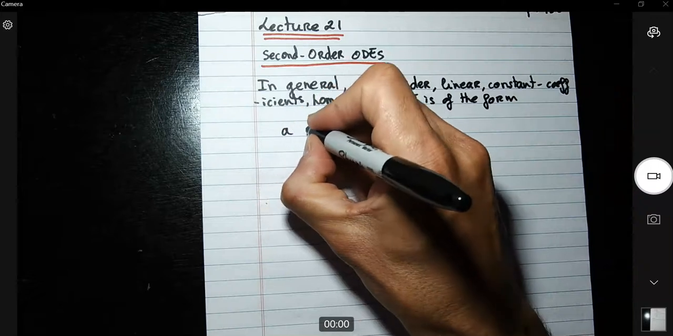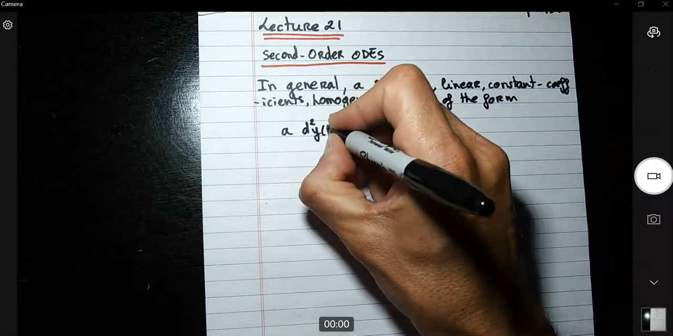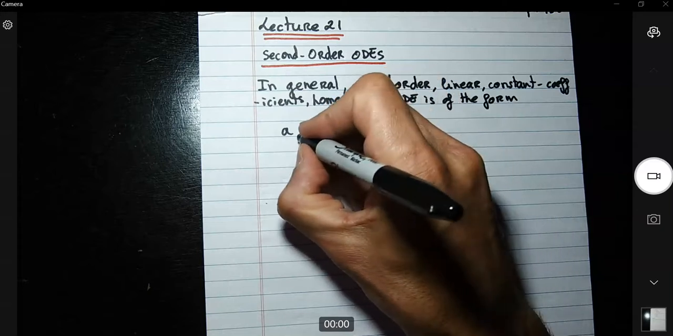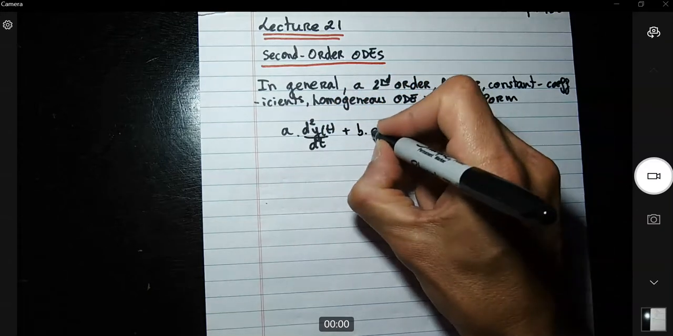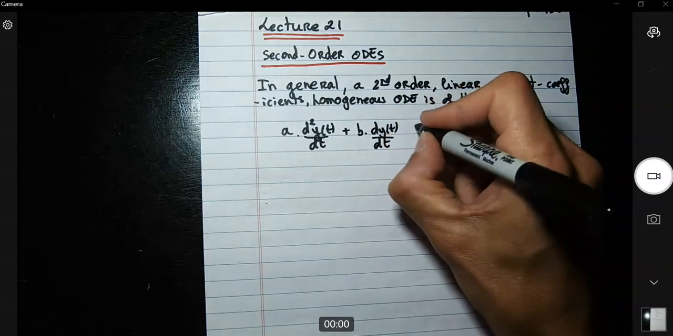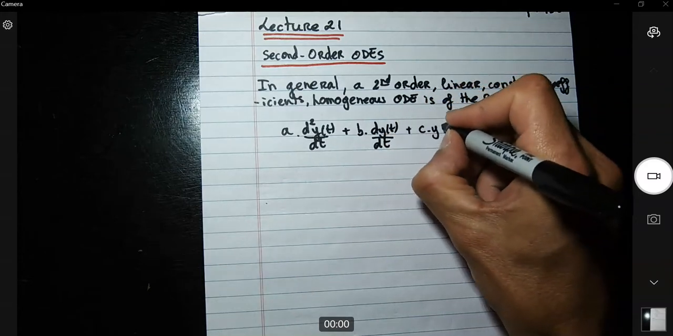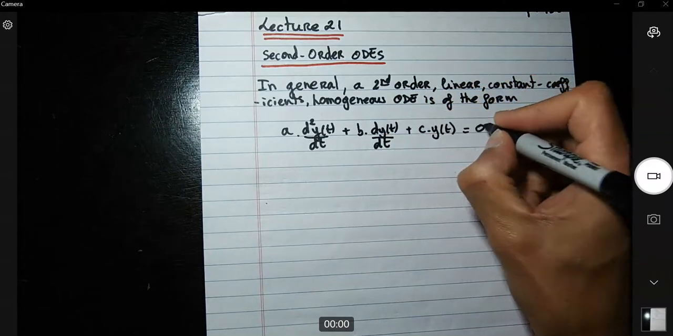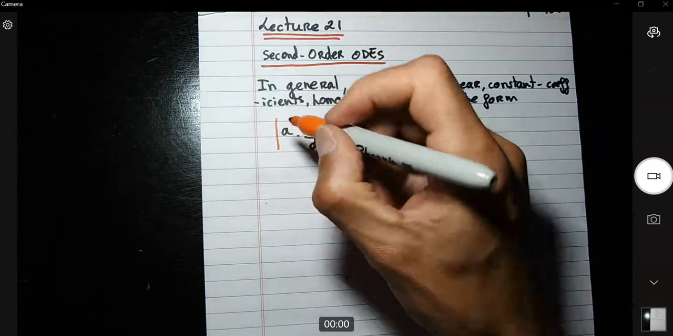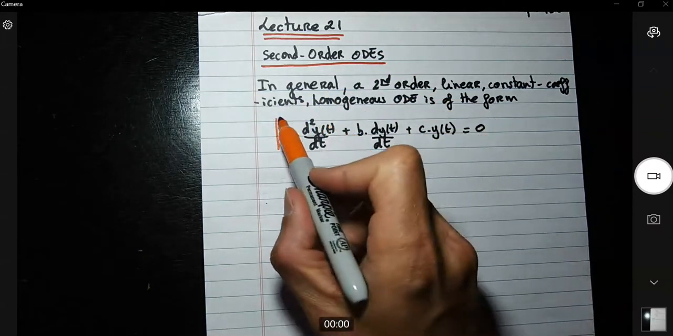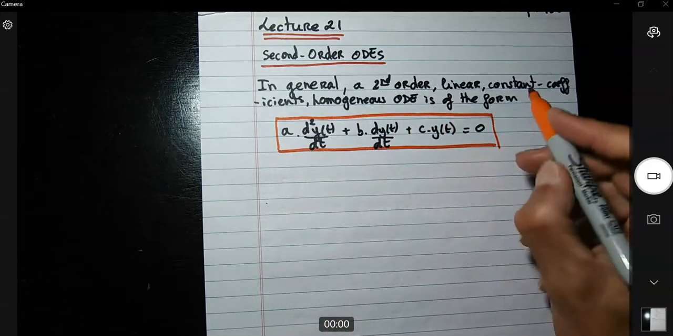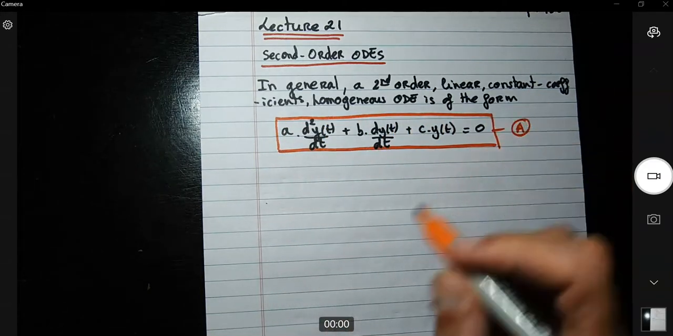A d second derivative y of t over dt squared plus b dy of t over dt plus c y of t equal to 0. Okay? And let's call this equation A for now.